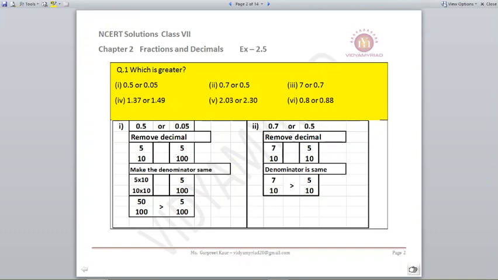Second part, 0.7 or 0.5. So what will it become? There is only one digit after the decimal, so it will be divided by 10. So 7 upon 10 or 5 upon 10. You have the same denominator. So what is greater? 7 or 5? 7. So our fraction 7 upon 10 is greater than 5 upon 10.